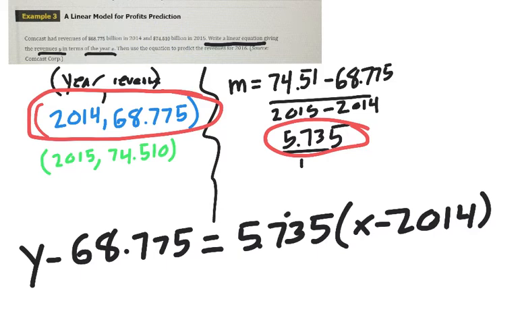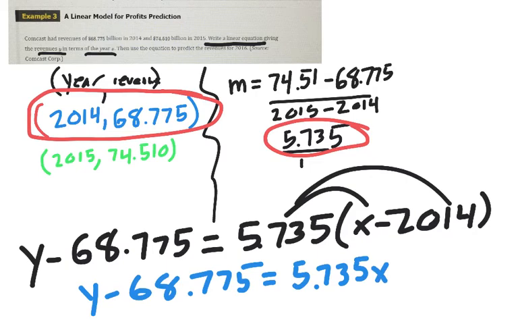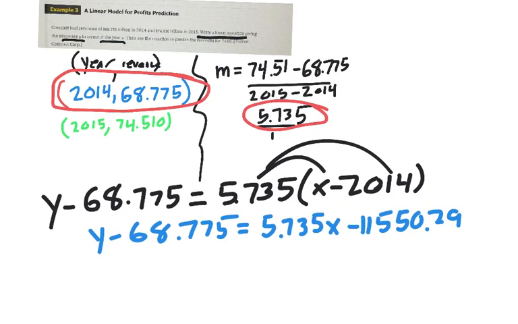All right, somebody get a calculator. So we've got y minus 68.775 equals 5.735x minus 11550.29. Somebody double check me. Okay, that's good. Well, I didn't do that in my head.